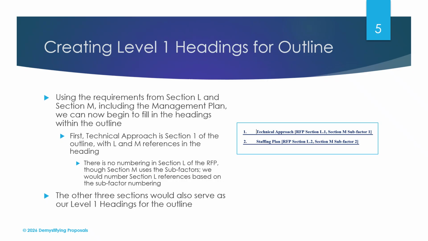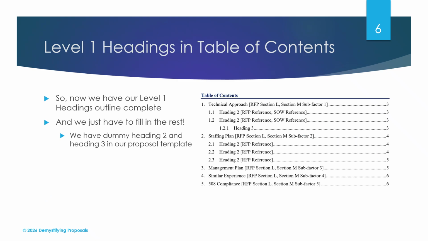The other sections would then also serve as our level 1 heading for the outline. So in this screenshot, you can see the 5 level 1 headings: technical approach, staffing plan, management plan, similar experience, 508 compliance. So we have all of our level 1 headings now complete in our outline, and now we just have to fill in the rest. Note that there's a dummy heading 2 and heading 3 in our outline, so that's what's there. We'll fill those in now.